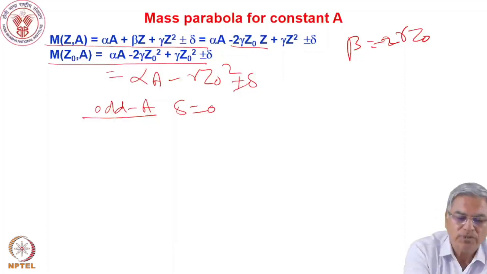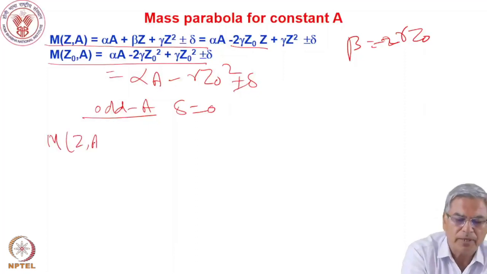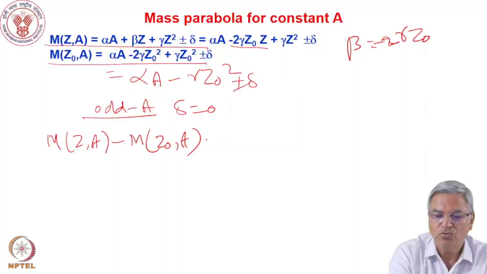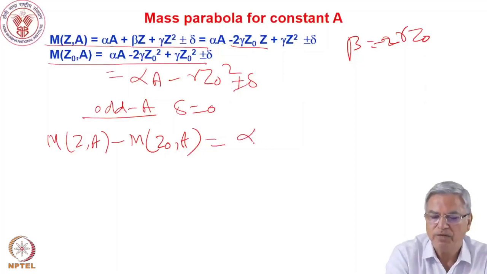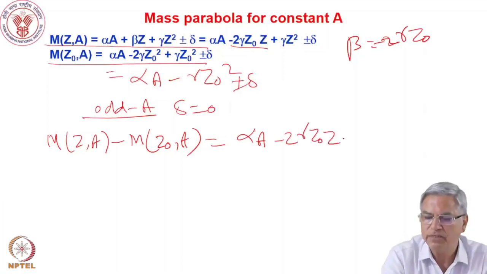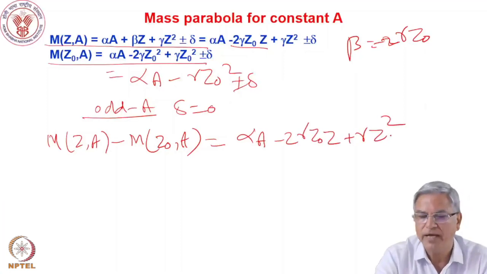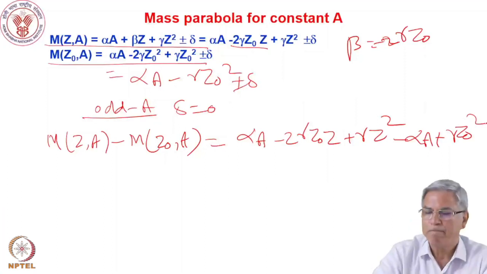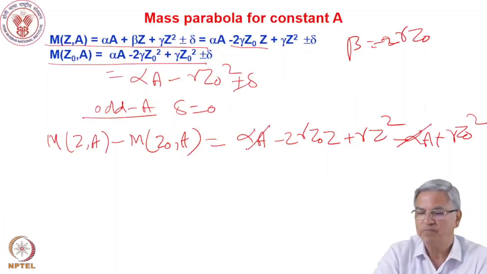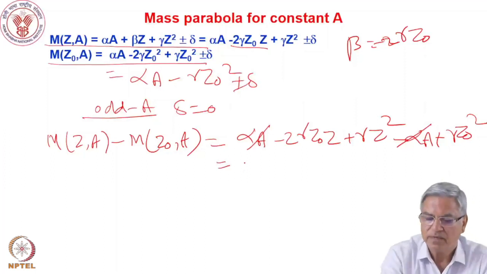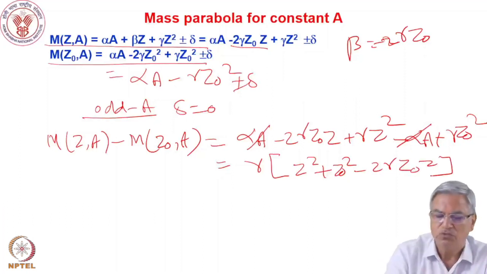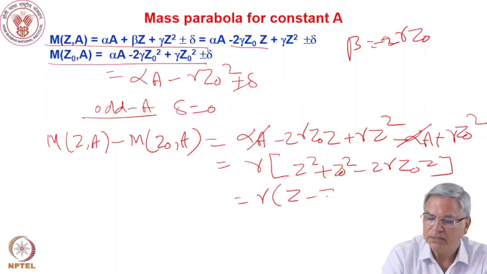So let us try to find out the mass difference M(Z,A) minus M(Z0,A). You subtract: alpha A minus 2 gamma Z0 Z plus gamma Z square, minus alpha A plus gamma Z0 square. So you see here alpha A will cancel out, and gamma is common. What you have is Z square plus Z0 square minus 2 Z0 Z, which is nothing but gamma times (Z minus Z0) square.